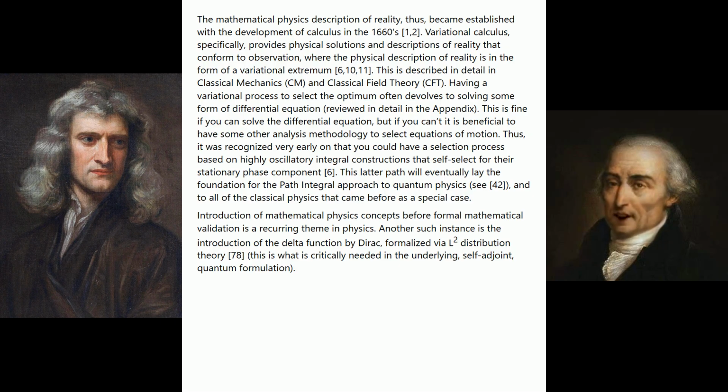Thus, it was recognized very early on that you could have a selection process based on highly oscillatory integral constructions that self-select for their stationary phase component. This latter path will eventually lay the foundation for the path integral approach to quantum physics, see reference 42, and to all of the classical physics that came before as a special case. Introduction of mathematical physics concepts before formal mathematical validation is a recurring theme in physics. Another such instance is the introduction of the delta function by Dirac, formalized via L2 distribution theory. This is what is critically needed in the underlying, self-adjoint, quantum formulation.